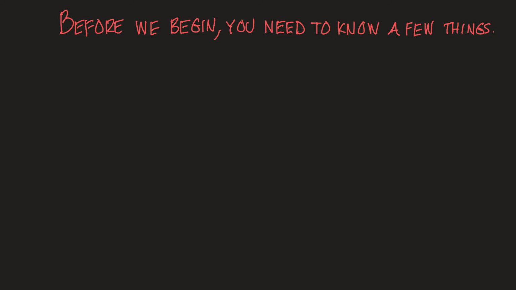Okay, before we begin, you need to know a few things. Number one, 59 with a decimal at the end of it is the same as 59. And the best way to write it is like this, correct?